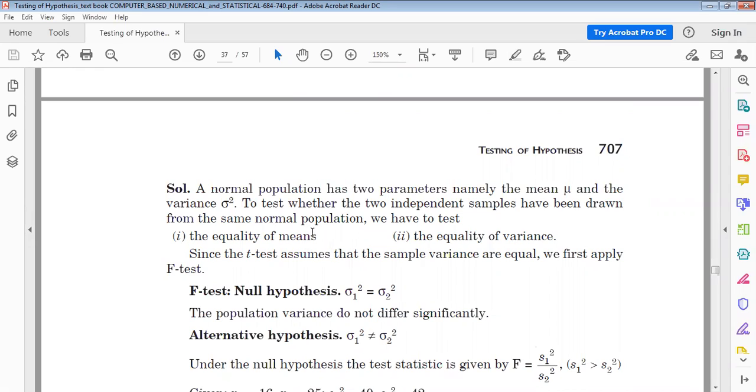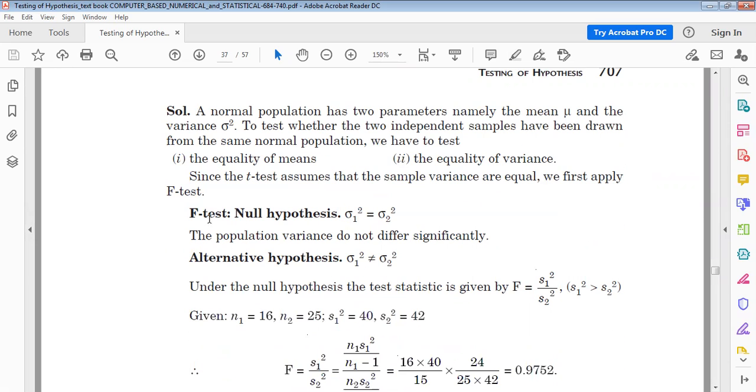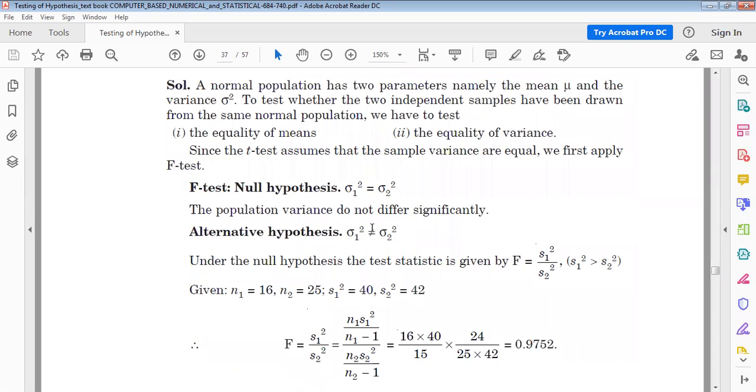So for the first, equality of means, we have to apply the t-test, small t, Student's t for t distribution. Now apply the capital F test for the null hypothesis that they are equal. Considering the null hypothesis, what is it? The variances are equal; the population variances do not differ significantly. The alternative hypothesis will be what? That means they are different.